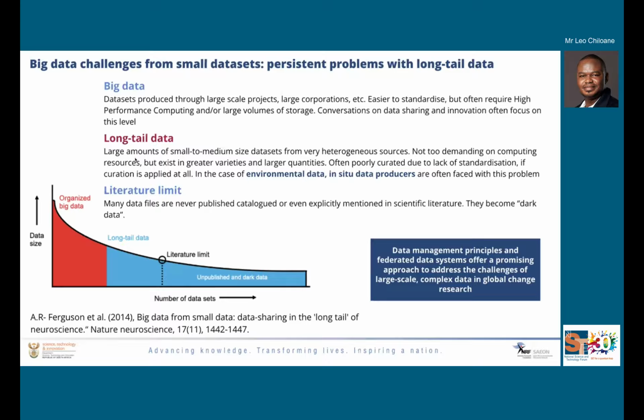So in the context of SAEON, we find that some of our data actually dates back to the 1930s that we are still trying to curate. So without actually properly managing these over time, they do get lost. So data management principles and federated data systems do offer a promising approach to address this challenge. And I will touch on this later on in the slides.